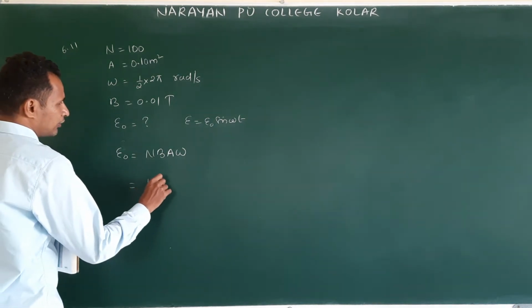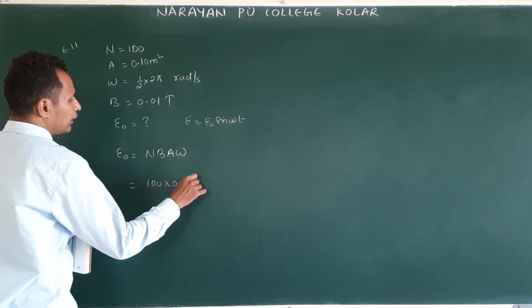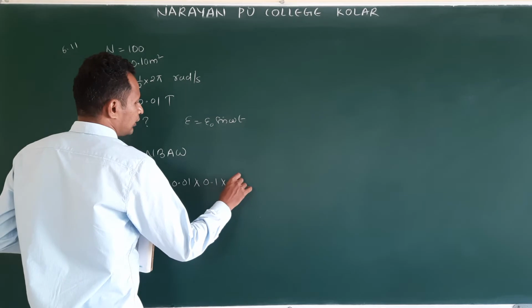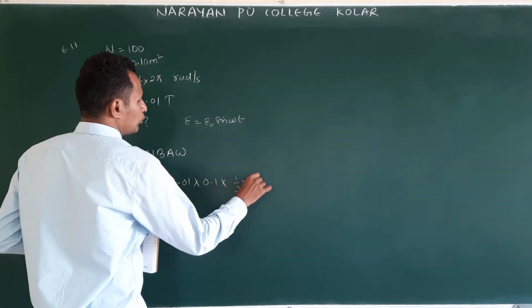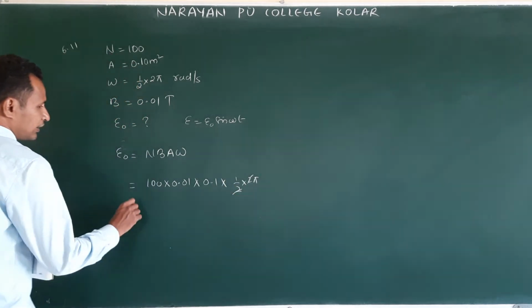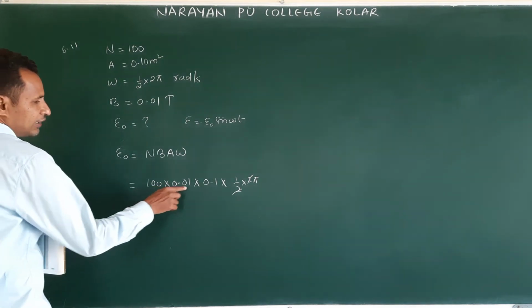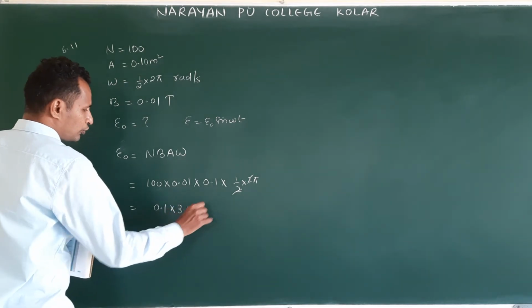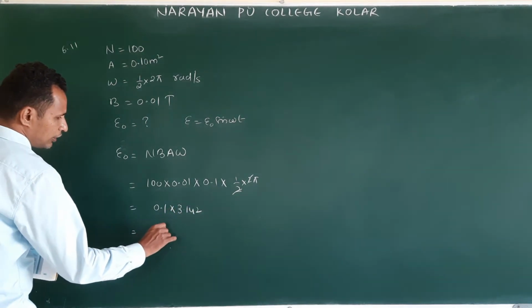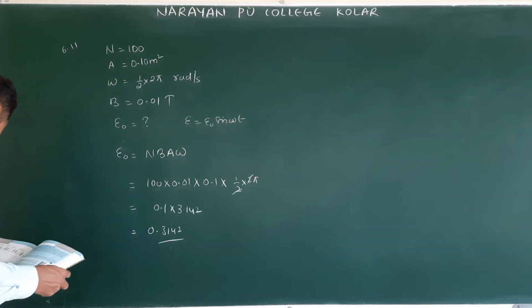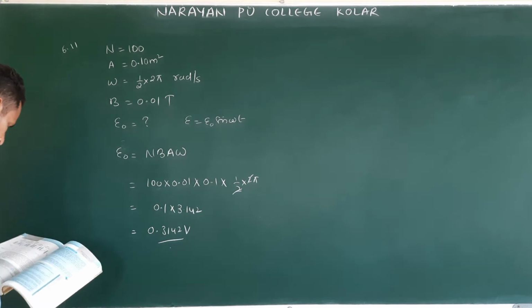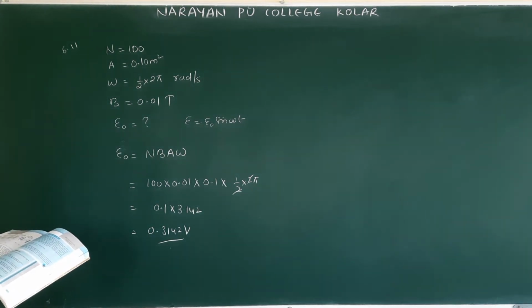N is 100, B 0.01, area 0.1, omega is 1 by 2 into 2 pi. Pi and 2 cancel. Clear? The 100 goes, so 0.1 into 3.142 is 0.314. Yes, 0.314 volt. This is the maximum voltage generated.